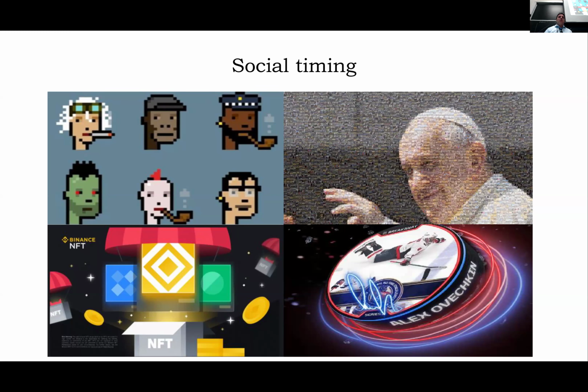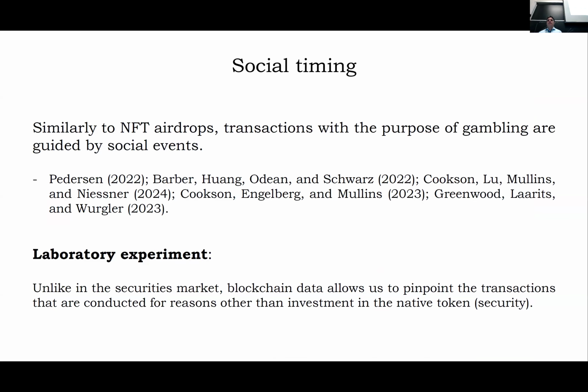Other NFTs are like the hockey player Alex Ovechkin, who scored, I think, 839 goals, and then they created an NFT to celebrate him, again to incentivize interest in the platform. Okay, but the point of this slide is just to mention that NFTs are linked to social demand, just social events. And again, if I go back to gambling, similar to NFT drops, transactions whose only purpose is to gamble are also guided by social events.